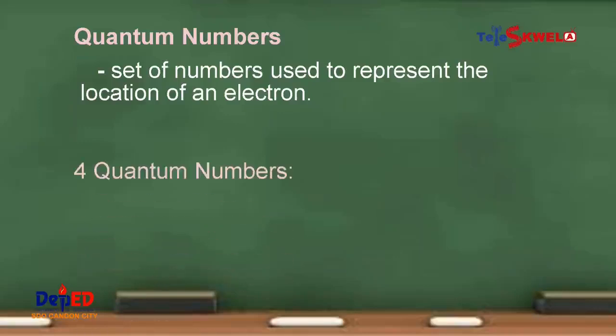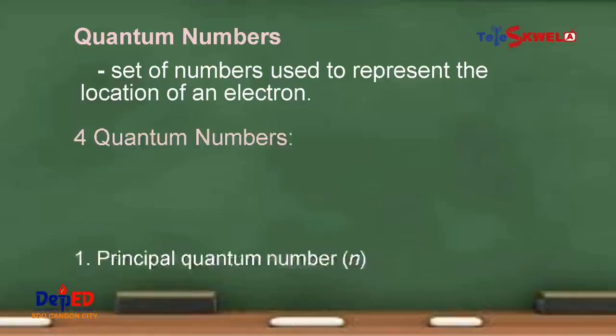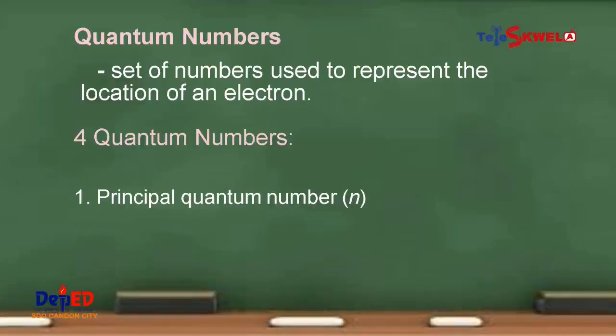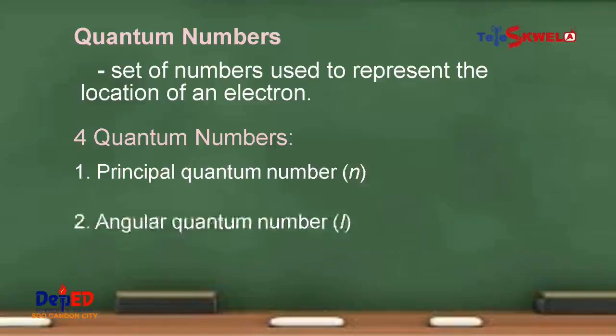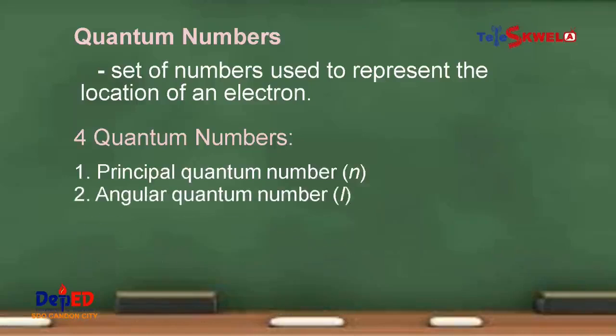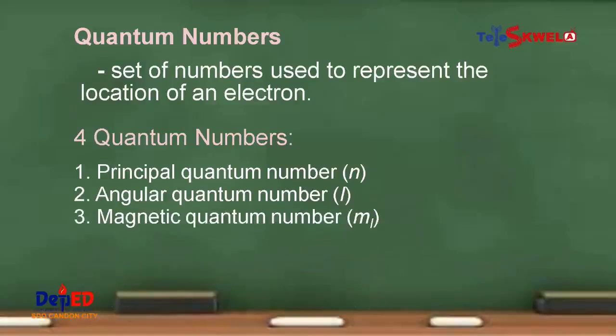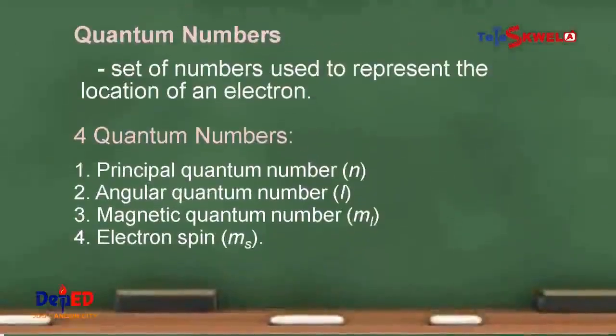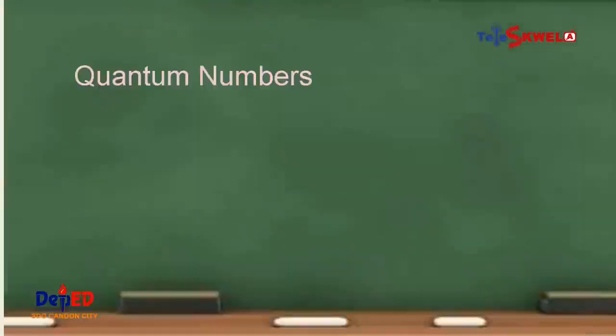The 4 quantum numbers are the principal quantum number represented by small letter n, angular quantum number represented by small letter l, magnetic quantum number represented by m sub l, and electron spin represented by m sub s. Let us discuss the principal quantum numbers first.